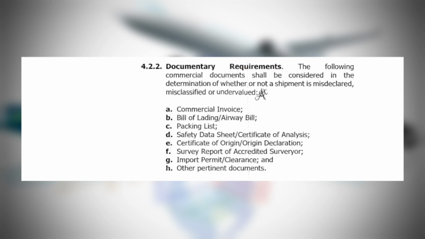4.2.2 Documentary requirements. The following commercial documents shall be considered in the determination of whether or not a shipment is misdeclared, misclassified or undervalued. A. Commercial invoice. B. Bill of lading/airway bill. C. Packing list. D. Safety data sheet/certificate of analysis. E. Certificate of origin/zero origin declaration. F. Survey report of accredited surveyor. G. Import permit/clearance, and H. Other pertinent documents.